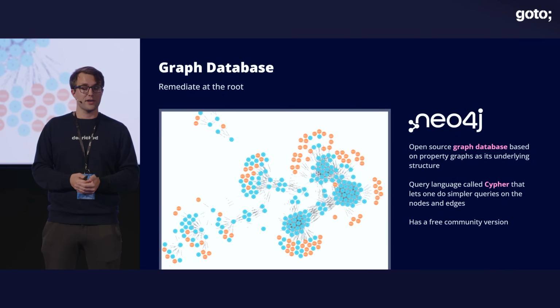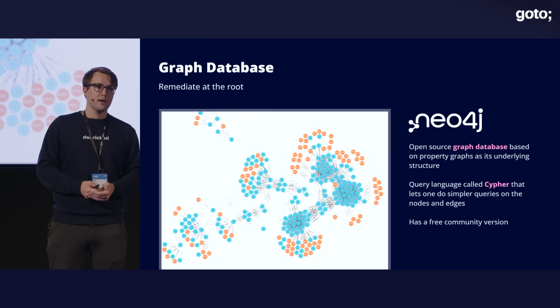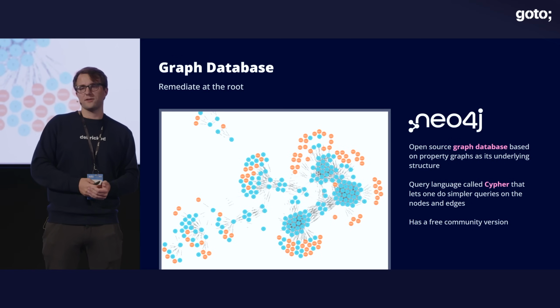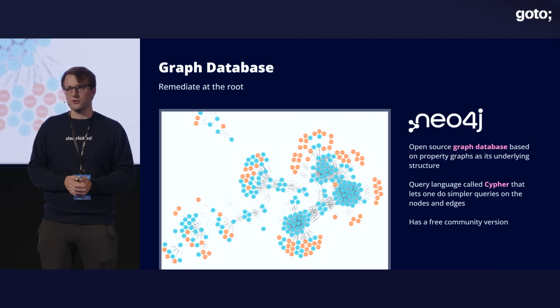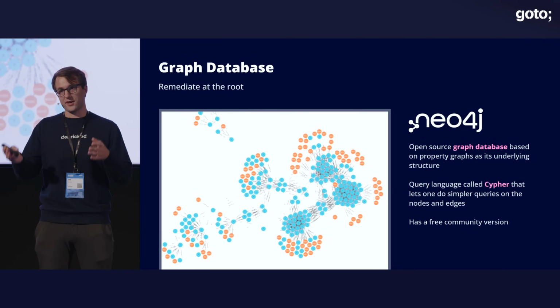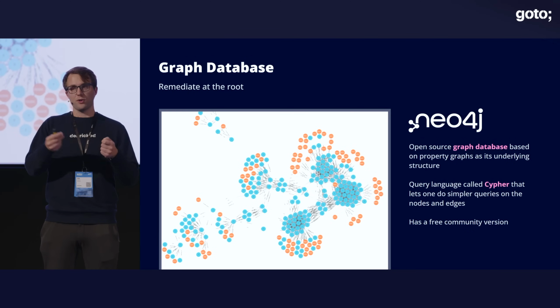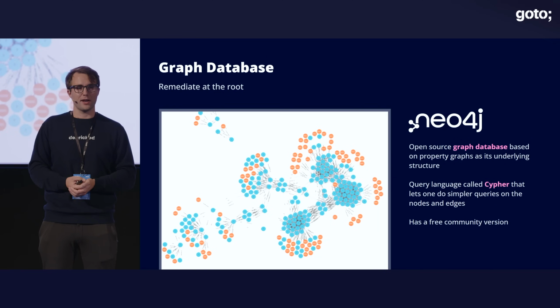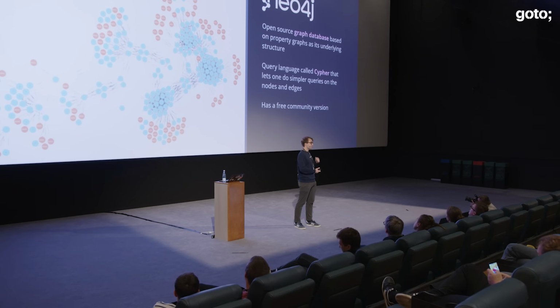It's open source and has a query language called Cypher. It's quite similar to any query language. It's just that it's very much focused on graphs and relations and querying multiple hops within relations of the graph. And it has a community version which is free, not as powerful, but really nice to get started and play with.